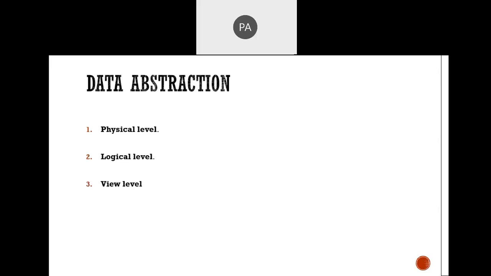For example, suppose I want to store the employee details, or suppose I want to store the student details. So in the physical level, the low level, we need to specify what the attributes are and what the data types of those attributes are. For example, student id is there, then the data type must be integer. Student name is there, then the data type must be varchar.